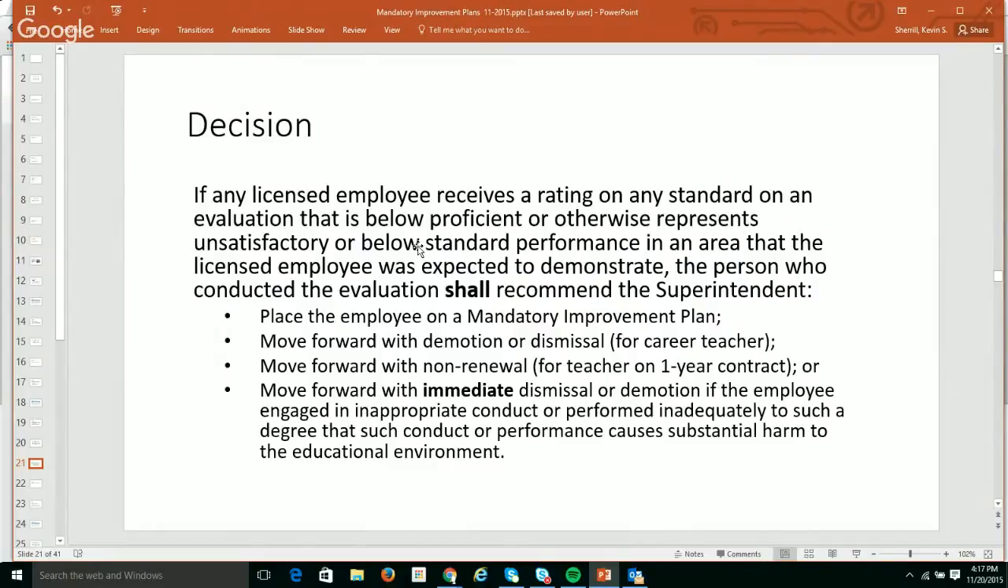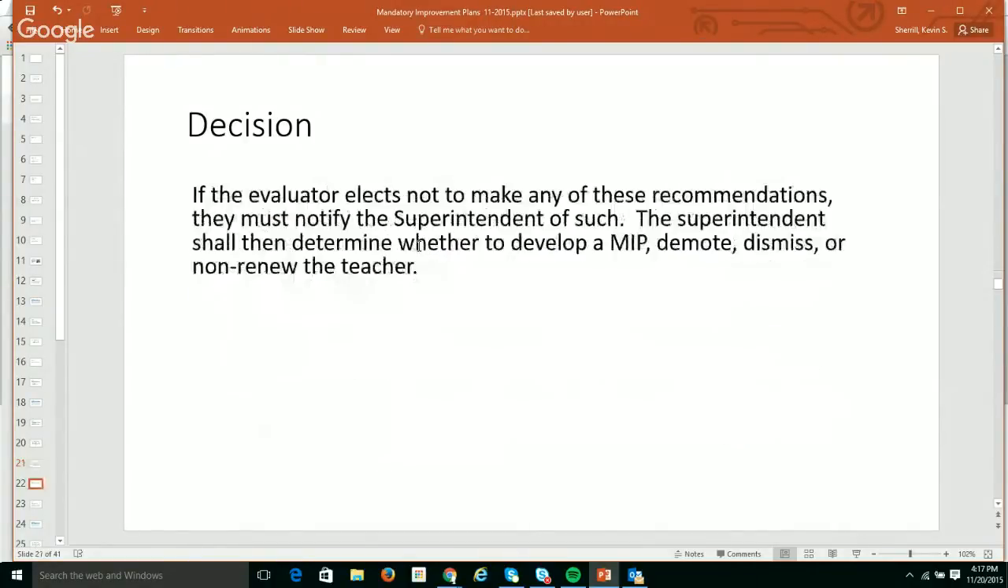And if you're recommending it be immediate, you're going to have to show that the employee engaged in inappropriate conduct or performed inadequately to such a degree that they're causing substantial harm to the educational environment. If you, the evaluator, the principal, or the AP doing the evaluation, choose not to make any of these recommendations, they have to tell the superintendent that they're not making any of these recommendations. And then the superintendent has to determine whether there's going to be an MIP, demotion, dismissal, or non-renewal. Of course, our preference is you make the recommendation because you're the one who's doing the evaluation.